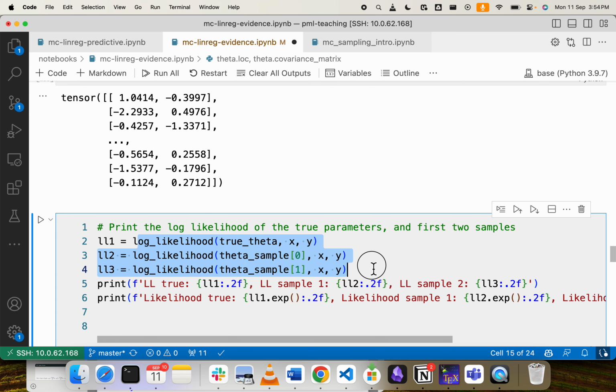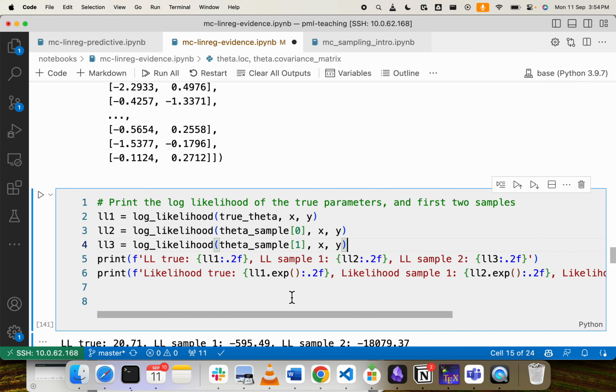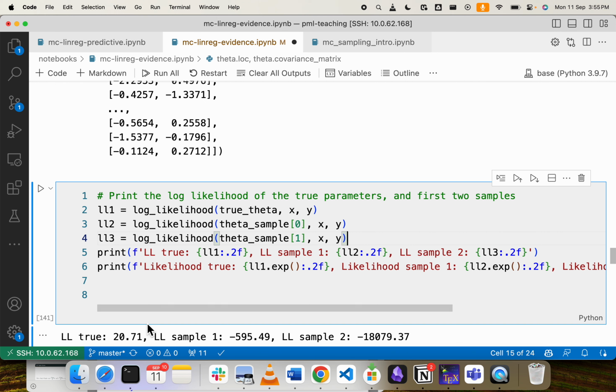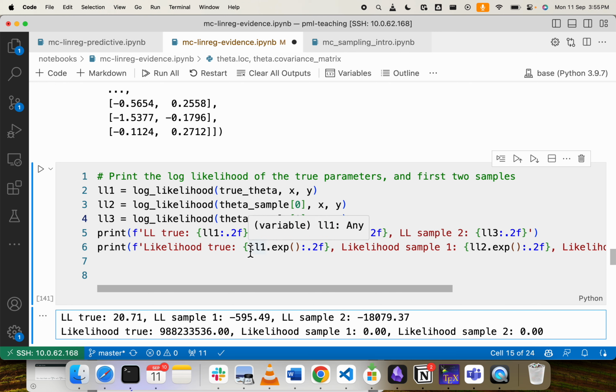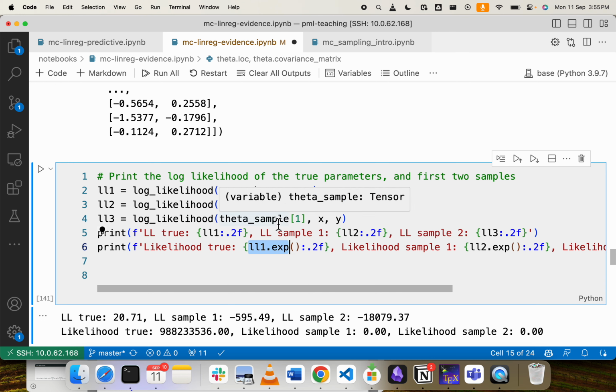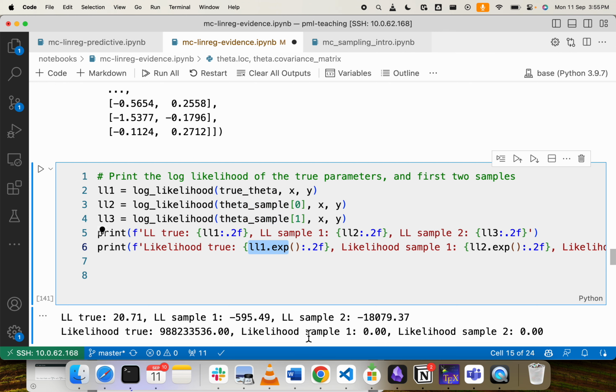I have computed the log likelihoods for 3 different values of theta, and now I am trying to exponentiate them, right? So the log likelihood values are 20.7, minus 595 and minus 1800. If I take the exponentiation of them, I get a very large value for the first theta value, and I get 0 and 0, right? Which is effectively telling me that I cannot be computing the log likelihood and taking an exponentiation of that to obtain the likelihood term, right. The likelihood term will simply give me an underflow, right. So, I need to do something better.